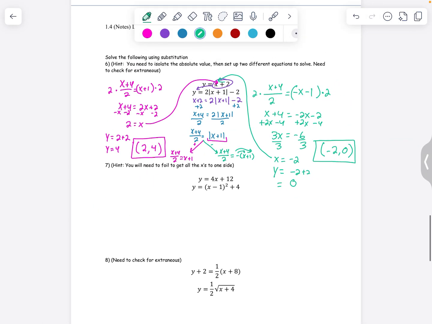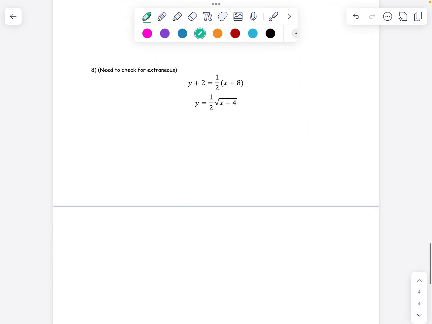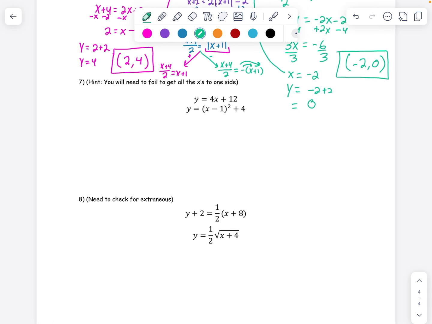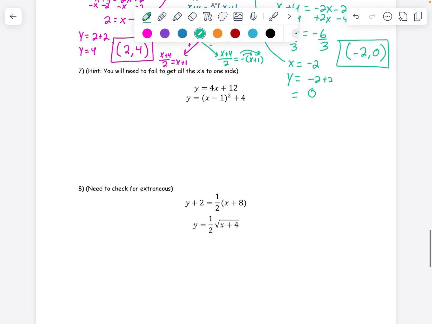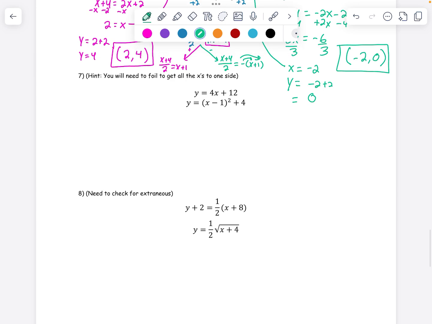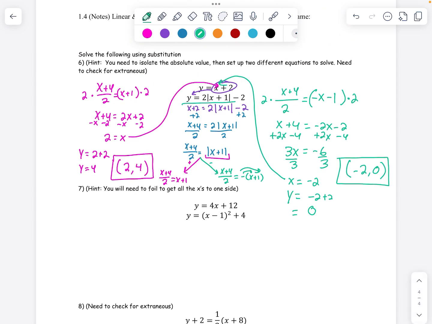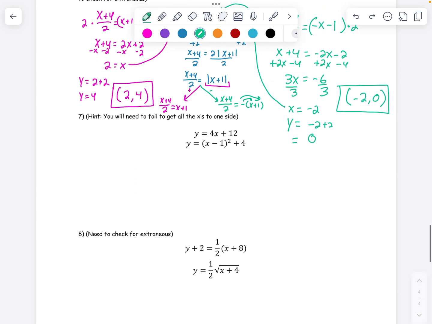Okay. So these last two ones, hopefully you've seen enough that you can give them a try now. Again, we do need to check for extraneous solutions, and I'm okay if we just use Desmos for now, as long as you know how to do it by hand. That is important to know.